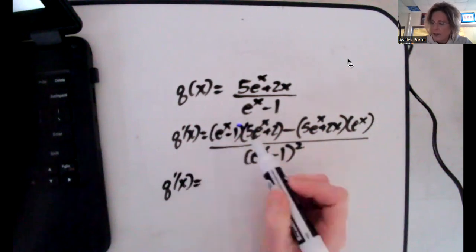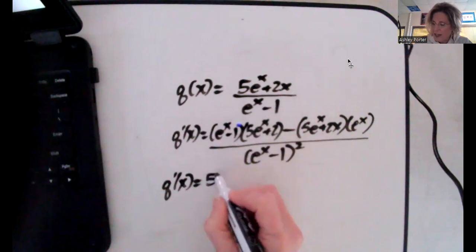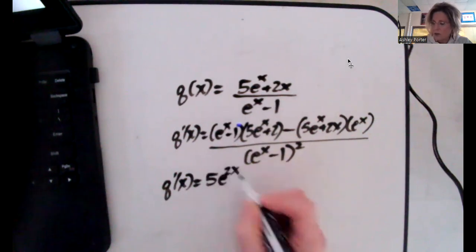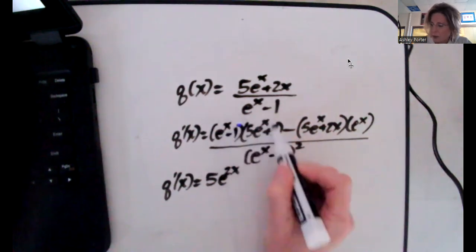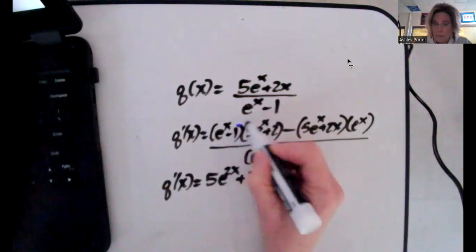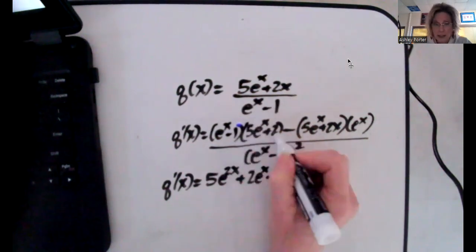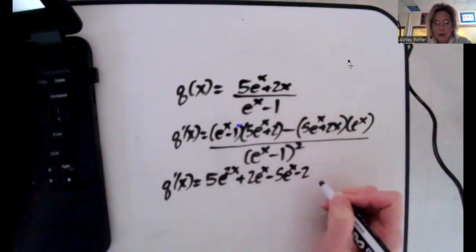So e to the x times 5e to the x is 5e to the 2x, because when you multiply, you just add exponents. Outer is plus 2e to the x. Inner is minus 5e to the x. Last is minus 2. All right.